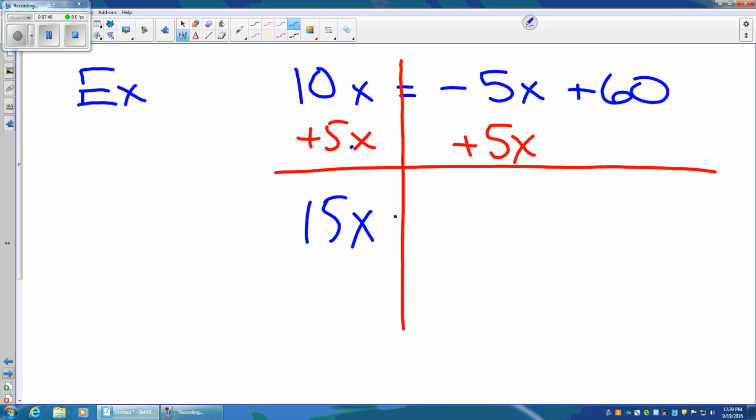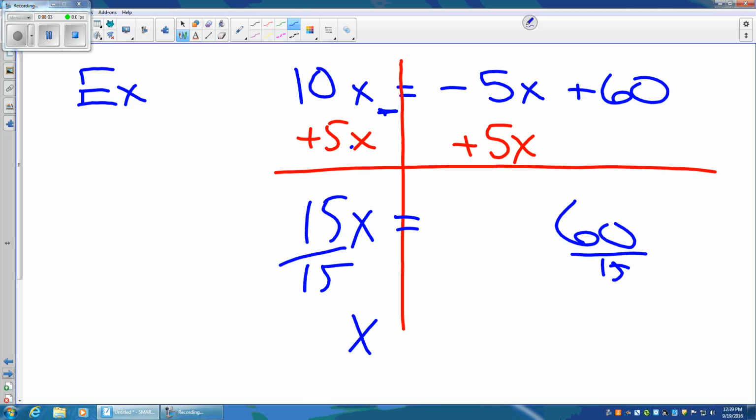The other question that some people have is, what if there's only one term over here? Well, there's nothing wrong with it. Instead of being a two-step equation, now it's just a one-step equation. So we skipped that third step altogether, which isn't bad. It's just, now let's just divide by 15, and that's it. So now that I've just divided by 15, I'm going to divide 60 by 15 and get 4.